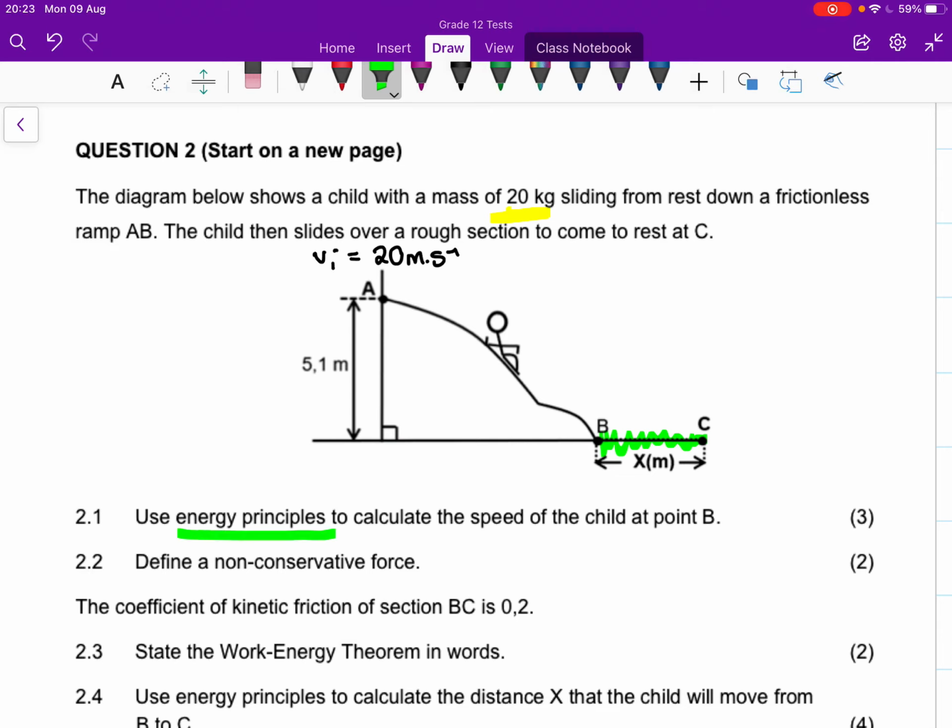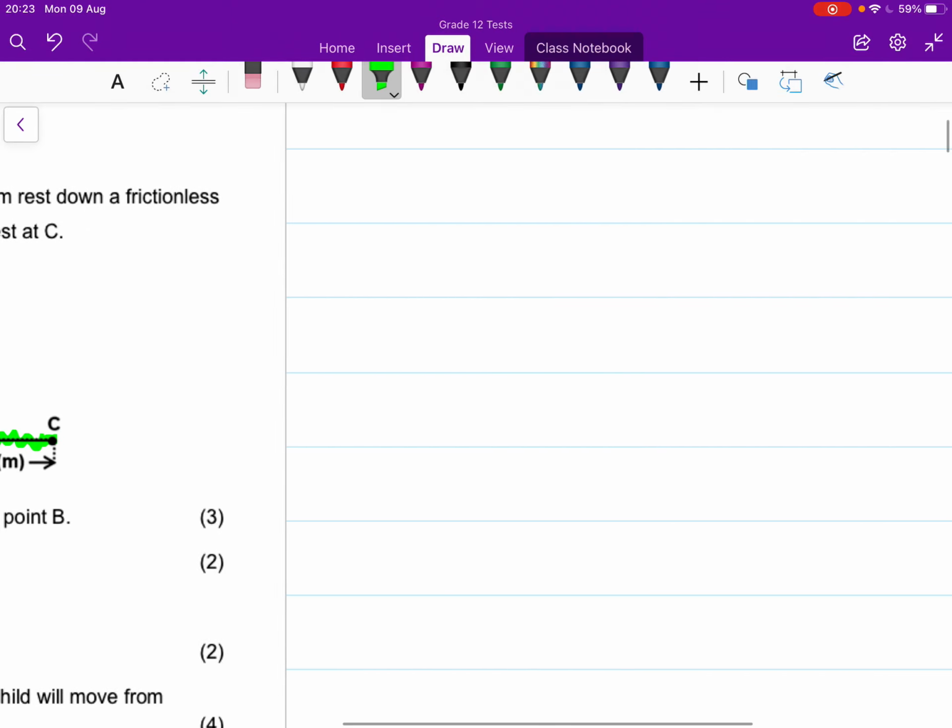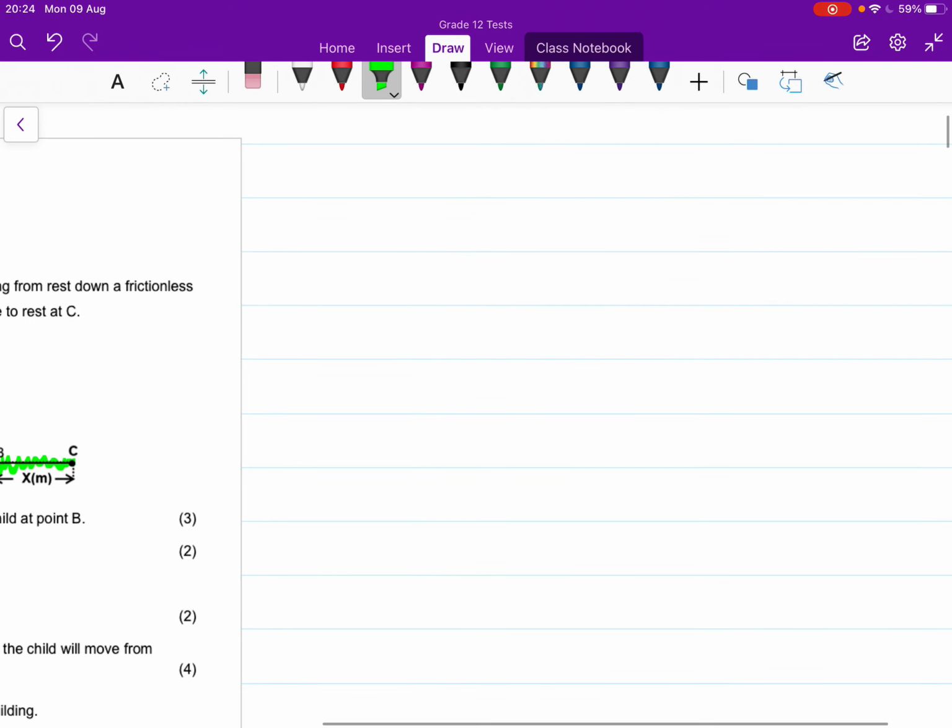Energy principles mean conservation of mechanical energy, net work done by non-conservative forces. You cannot use equations of motion. It's not linear motion. What we expected that you would have done, because this is actually the easiest way to do it, if you look at 2.1, energy principles usually means that we use mechanical energy at point A is equal to mechanical energy at point B.